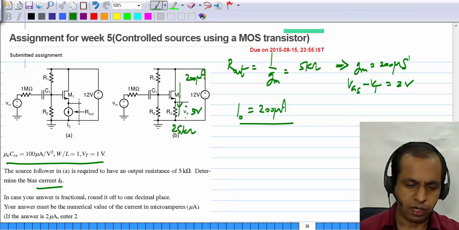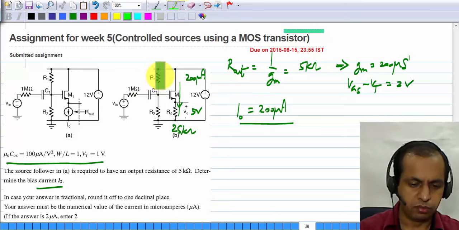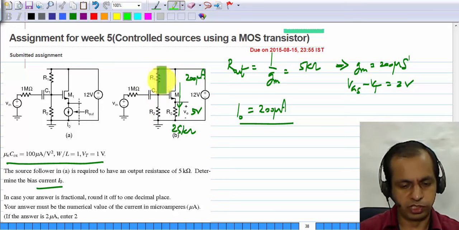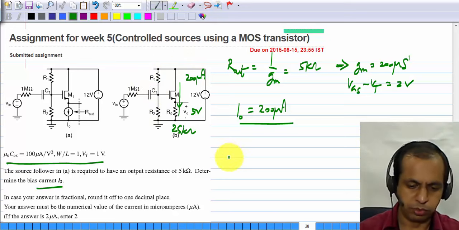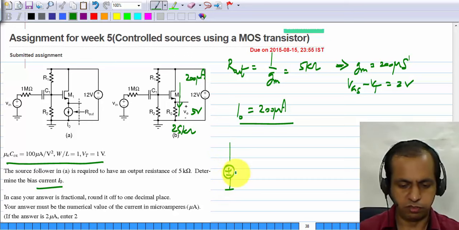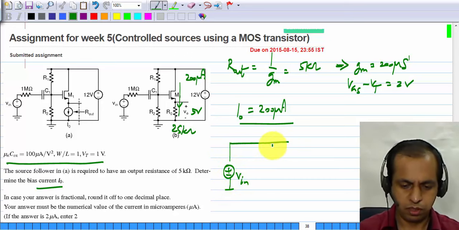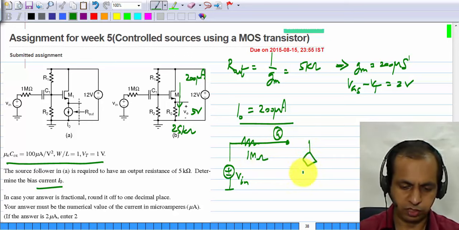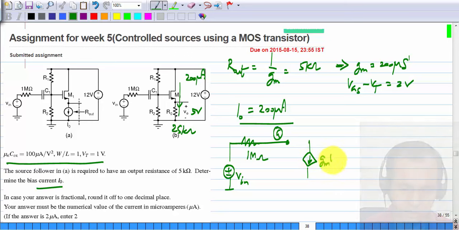Okay, and you can see that in the signal picture, first of all, R1 and R2 are very large, so we just neglect them, and C1 is large, so we short circuit it. So the signal picture looks like this. We have Vin going to the gate of the MOS transistor, and we have the control source GM VGS, and from here we have the biasing resistor R0, which is basically like the load resistor RL. This is 25 kilo ohms.